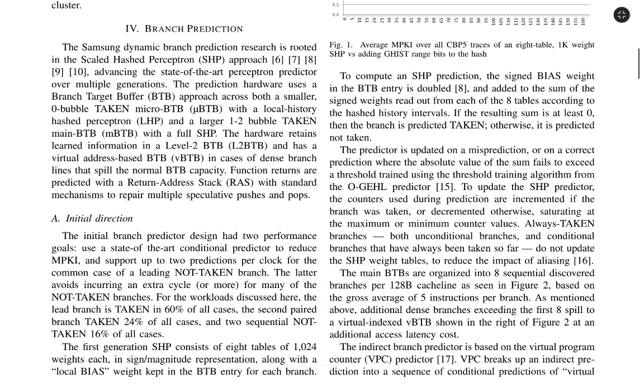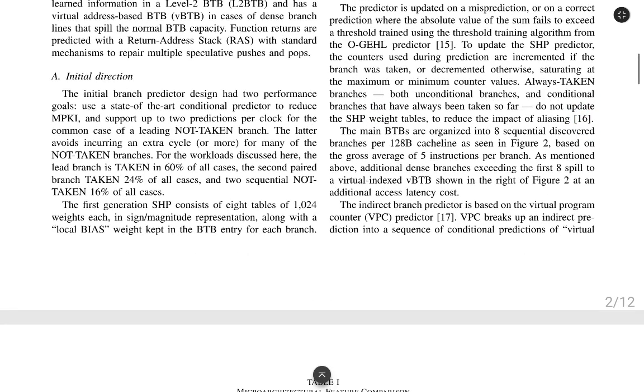The predictor is updated on a misprediction, or on a correct prediction where the absolute value of the sum failed to exceed the threshold trained using the threshold training algorithm from a O-GEHL predictor. To update the SHP predictor, the counters used during the prediction are incremented if the branch was taken, or decremented otherwise, saturating at the maximum or minimum counter values. Always-taken branches, both unconditional branches and conditional branches that have always been taken so far, do not update the SHP weight tables, to reduce the impact of aliasing.